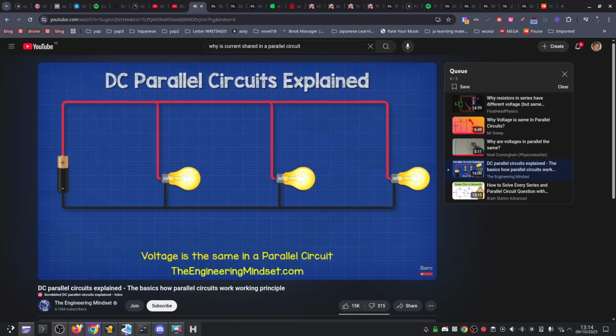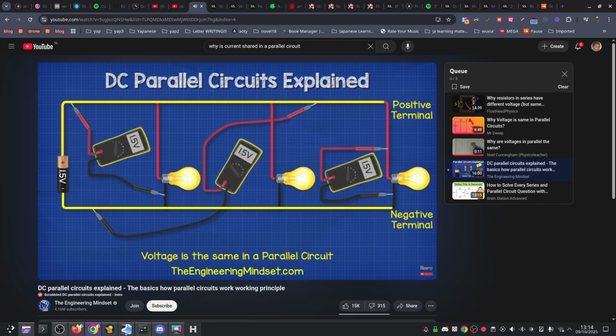In parallel circuits, the voltage is the same anywhere in the circuit. It doesn't matter if we connect a multimeter here, here, or here. We get the same reading. Why? Because each component of a path is connected directly to both the positive and negative terminals of the battery, so we receive the full pressure.